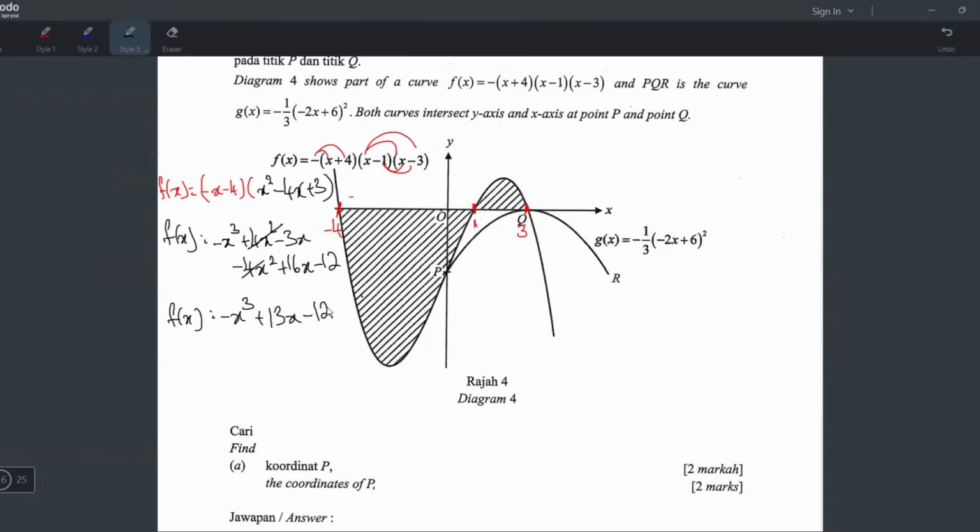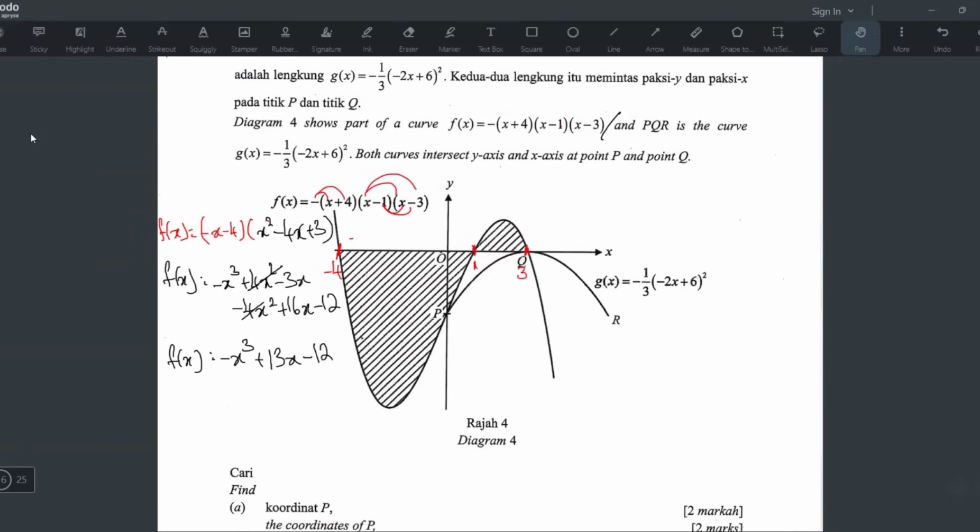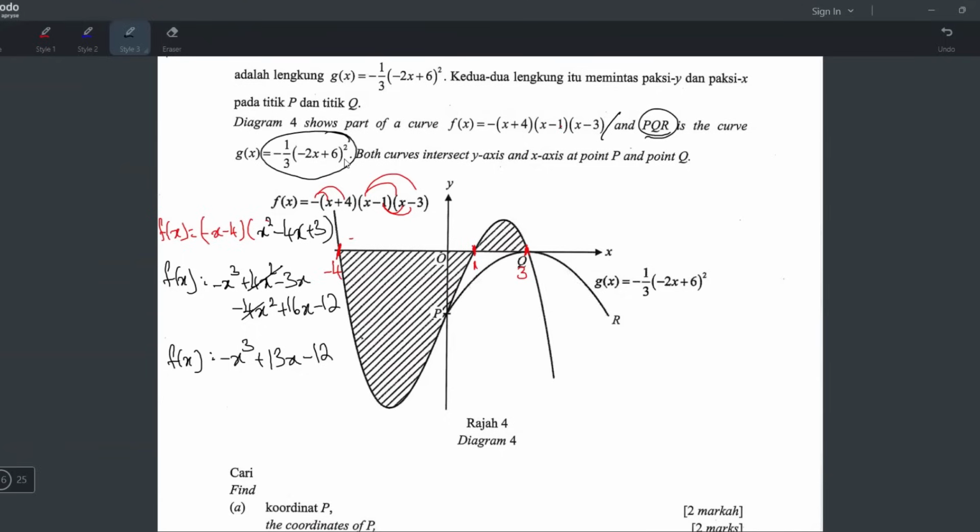Okay, so actually I explain this because I know it's an integration question lah. But actually I haven't finished reading the question yet. So let's continue reading the question. PQR is the curve. Oh, where is PQR? This one. This is not a cubic curve. This is a quadratic curve. Because you look at the equation, you can tell already. The highest power of x is x power 2, right? So it's a quadratic, and this is the equation.